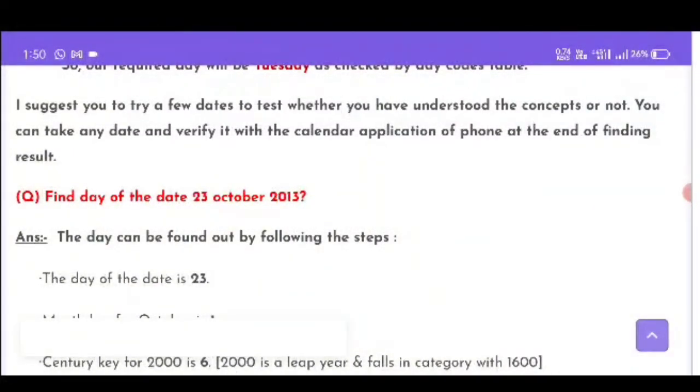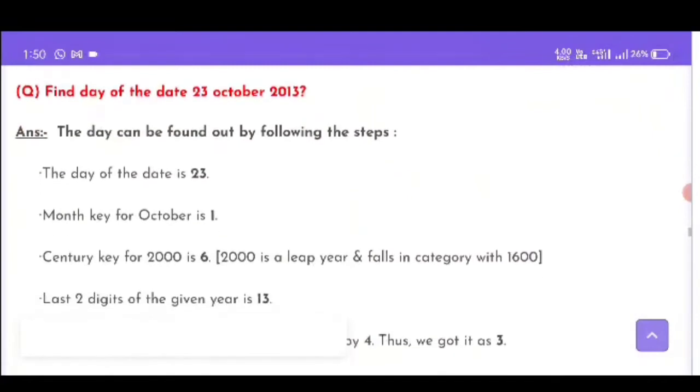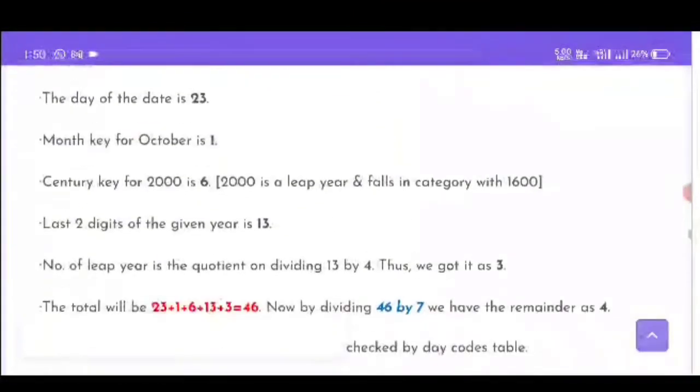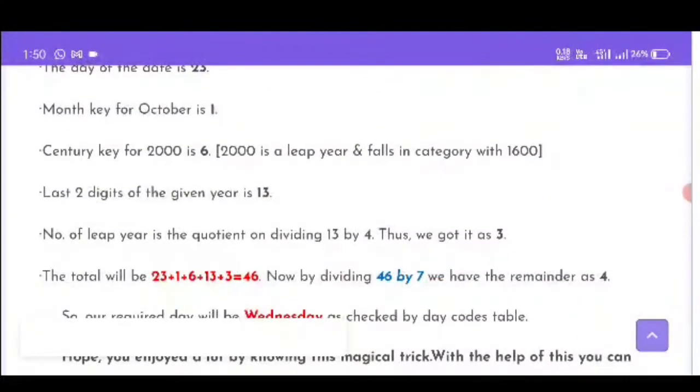Find the day of the date 23 October 2013. The day can be found by the following steps. The day of the date is 23, the month key of October is 1, the century key of 2000 is 6, because 2000 is a leap year and falls in the same category as 1600. The last two digits of the given year are 13.